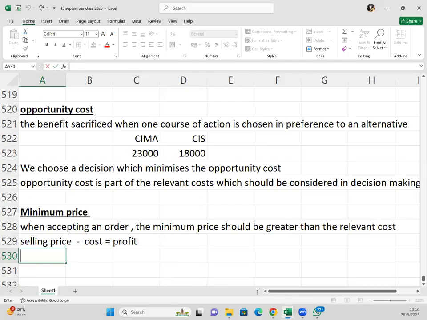Can we accept an order exactly if the relevant costs are equal to the price? In some cases, yes. If the relevant cost is equal to the price, we can accept the order, provided maybe there are other non-financial benefits we can get from that. So this is where we are operating at break even, where the costs are equal to what we get. We cannot go below the relevant costs, but normally we can accept an order if the relevant costs are equal to the price.